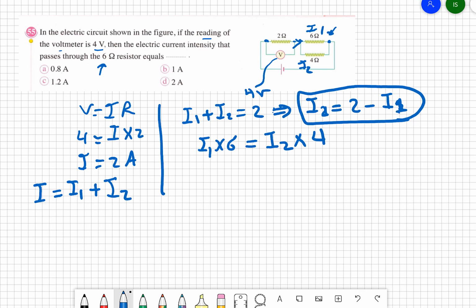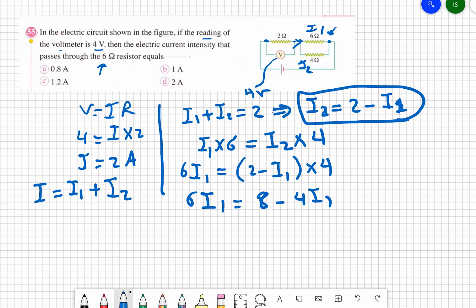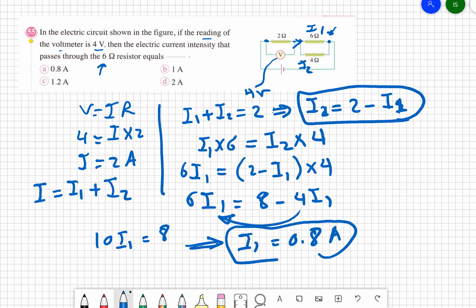And use it. 6 I1 equals, instead of I2, (2 minus I1) times 4. So 6 I1 equals 8 minus 4 I1. So it goes to the other side. Add them: 10 I1 equals 8. So I1 equals 0.8 amps. I hope it is easy, guys.